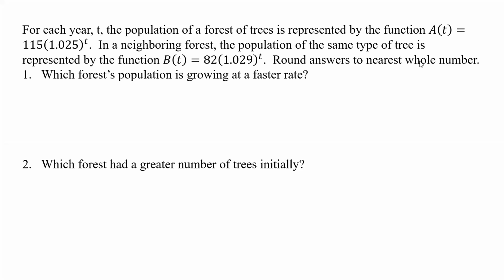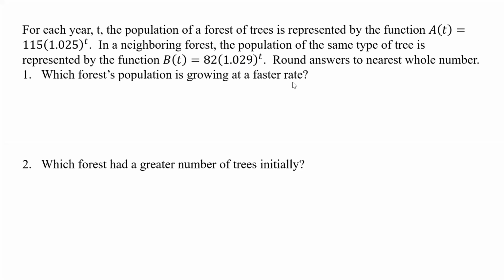All right, so for each year t, the population of a forest of trees is represented by the function A of t equals 115 times 1.025 raised to the t power. Now, in a neighboring forest, the population of the same type of tree is represented by the function B of t, which is 82 times 1.029 to the t. Now, what we want to do is round answers to the nearest whole number, and it says which forest population is growing at a faster rate.